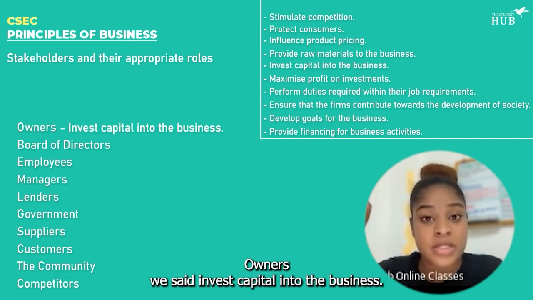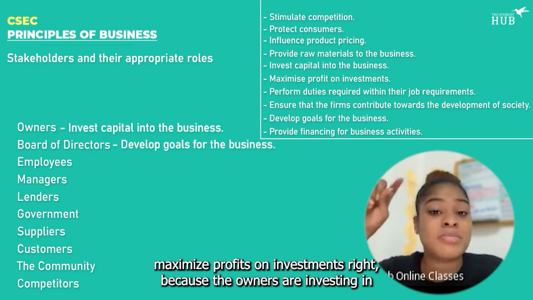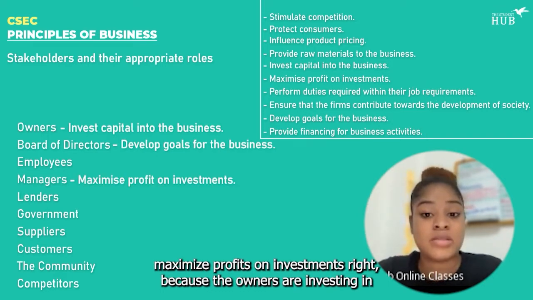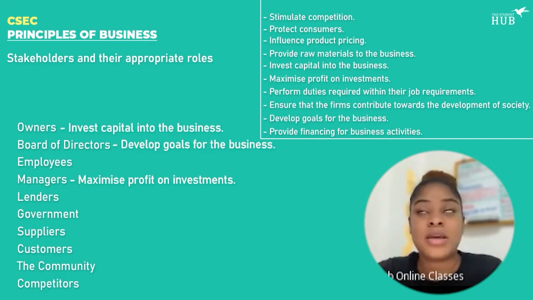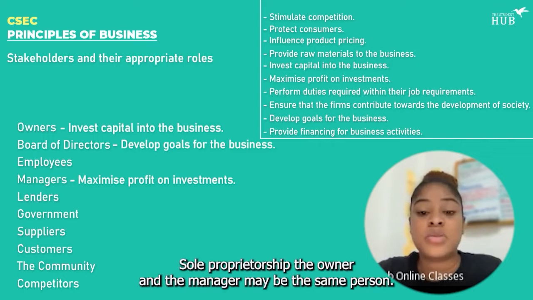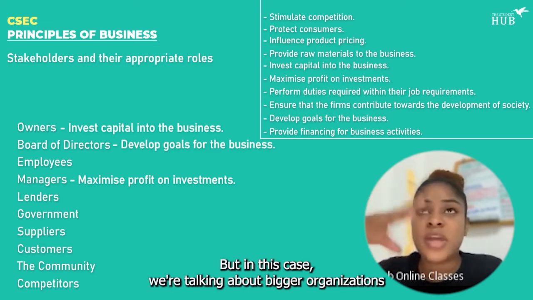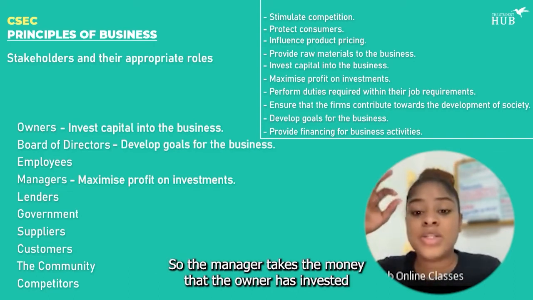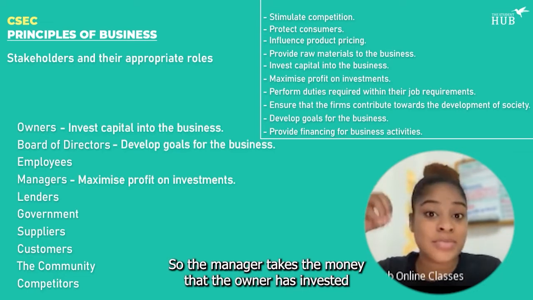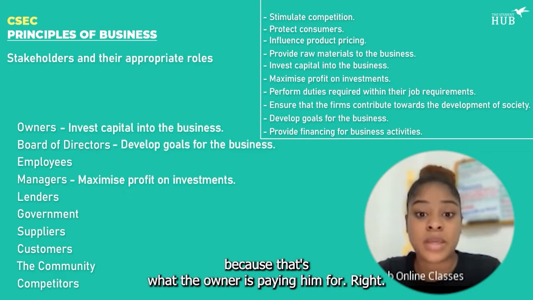Owners, we said, invest capital into the business. The board of directors actually develop the goals, and the managers maximize profits on investments, right? Because the owners are investing in, of course, smaller organizations like sole proprietorship, the owner and the manager may be the same person, right? So their roles would overlap. But in this case, we're talking about bigger organizations that have all these roles and functions, right? So the manager takes the money that the owner has invested into the business and focuses it on maximizing profits, because that's what the owner is paying him for, right?